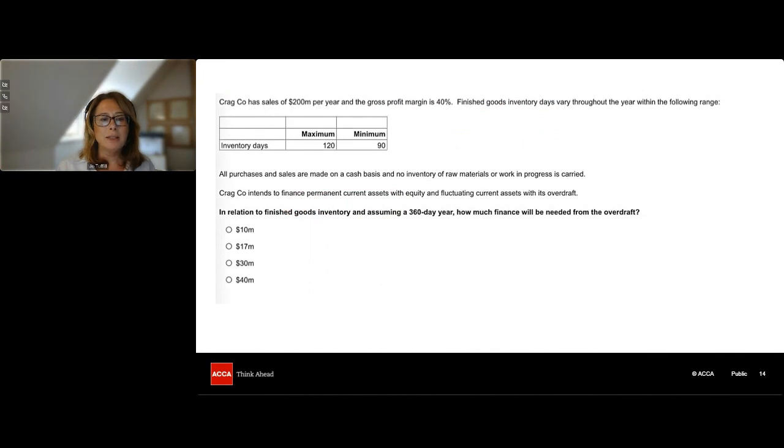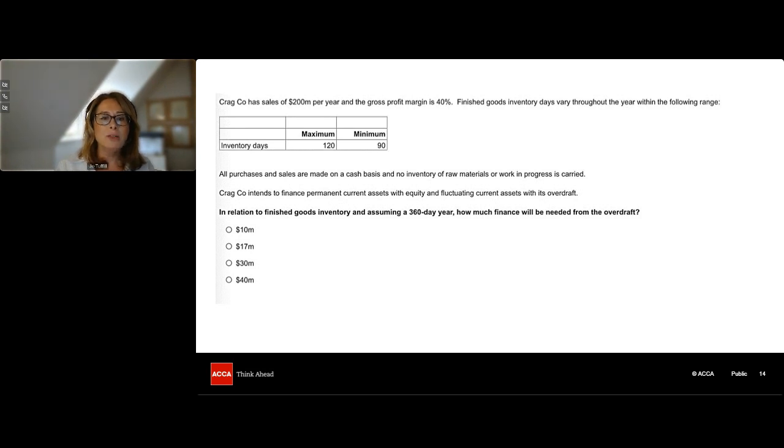Here's another classic example. You've got 4 answers there, 4 responses. 3 of those will be distractors. If you get this question wrong slightly, i.e. you make a small error, that distractor will be there and you think you've got it right. So you need to understand why they're there. So let's have a look at this question. It says, in relation to finished goods inventory and assuming a 360-day year, how much finance will be needed from the overdraft? Well, what this is talking about is permanent and fluctuating current assets.